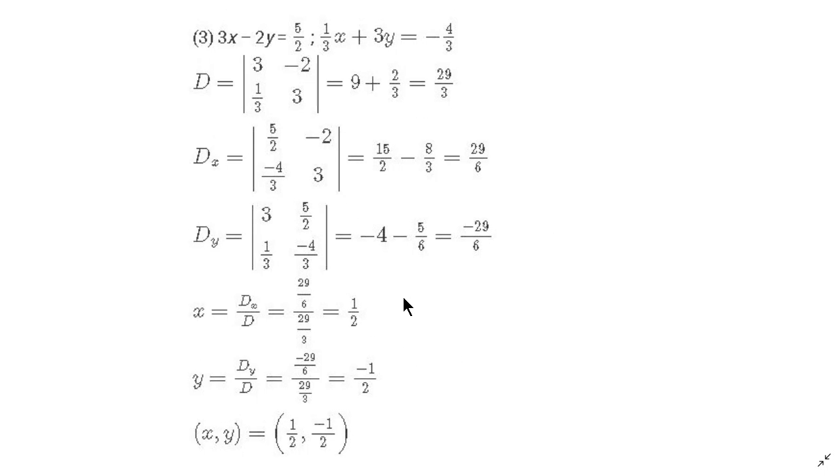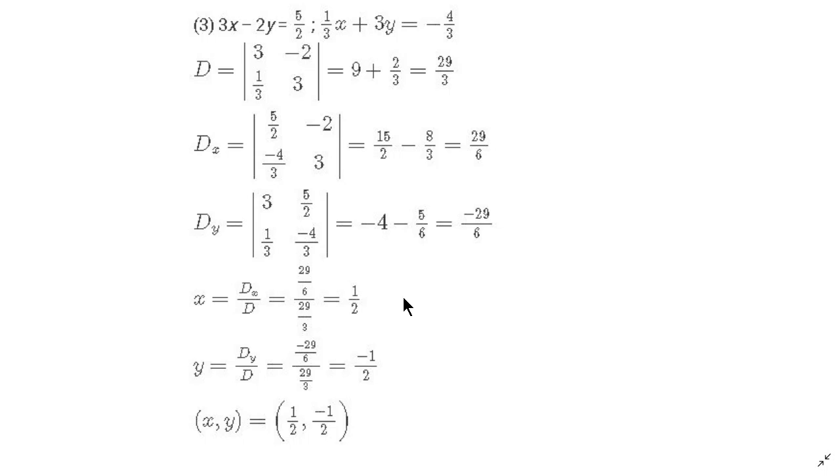Question number 3. This is question number 3. Let's check if they are in the standard format. Yes, they are. x plus by equals constant, x plus by equals constant. So these are in the standard format. We just have to calculate D, Dx and Dy. D is equal to 3, minus 2, 1 by 3, 3. Then replace the x values, 3 and 1 by 3, with 5 by 2 and minus 4 by 3 instead of minus 2 and 3.